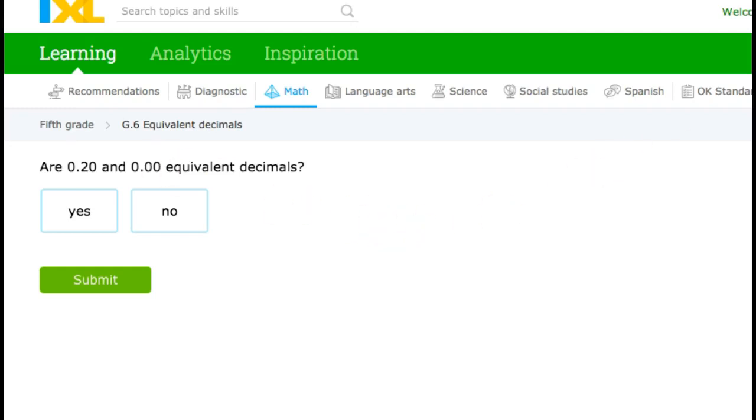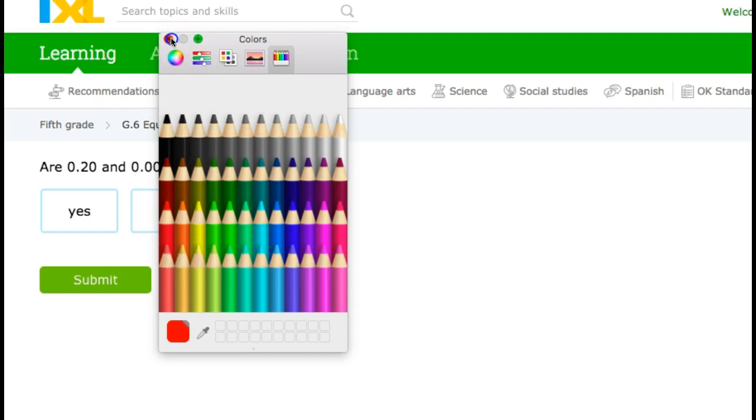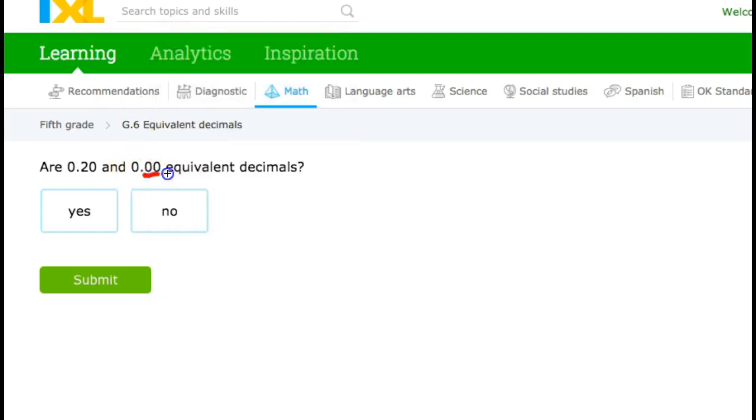Well, the first thing I need to do is take a look at this right here. Before the decimal, zeros, nothing changes, they're the same. And then I have 2/10, and here I have 0/10. So I should be able to look at this and know pretty quickly, no, these are not equivalent, because 2/10 is the same as 2 dimes, if you want to look at it that way, and this is the same as having 0.